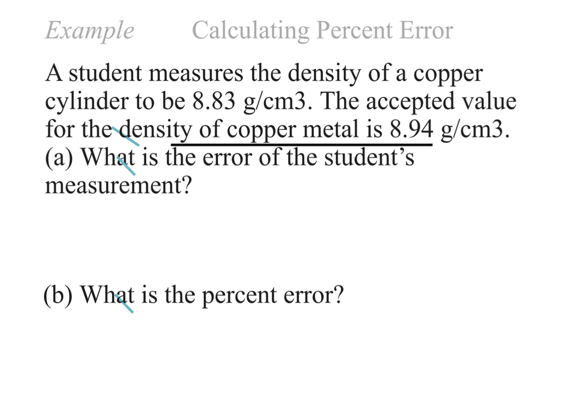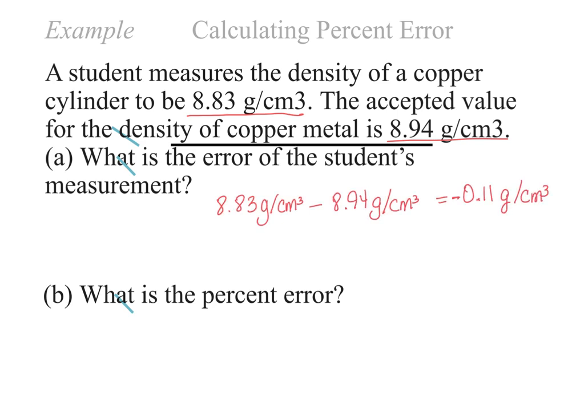We measured 8.83 grams per cubic centimeter. The accepted value is 8.94 grams per cubic centimeter. And so our error is just going to be negative 0.11 grams per cubic centimeter.